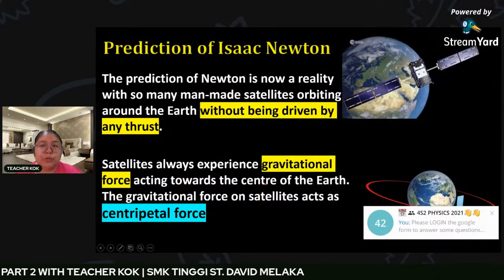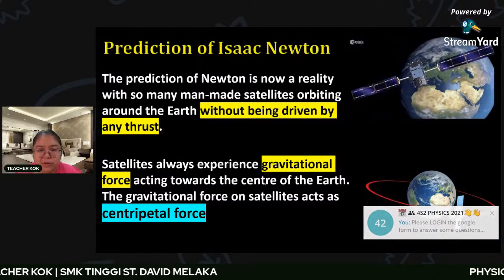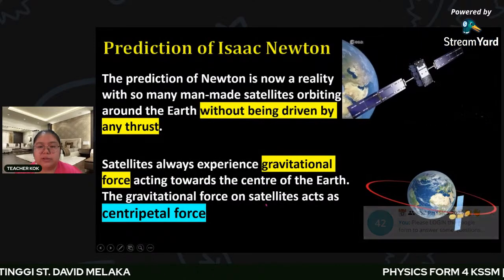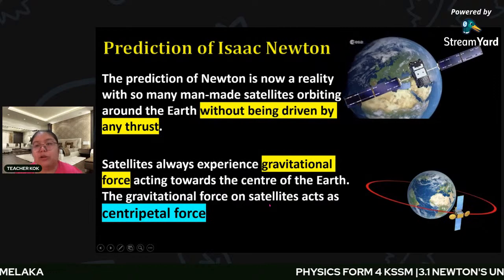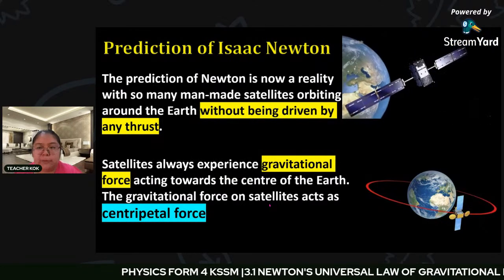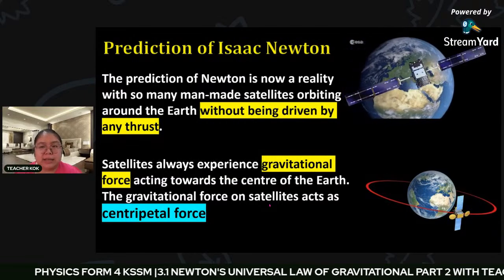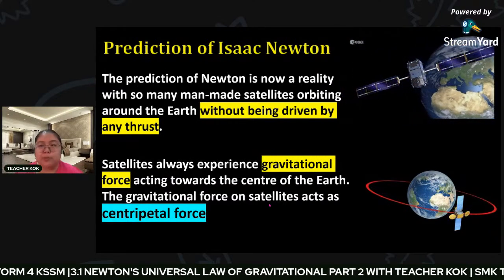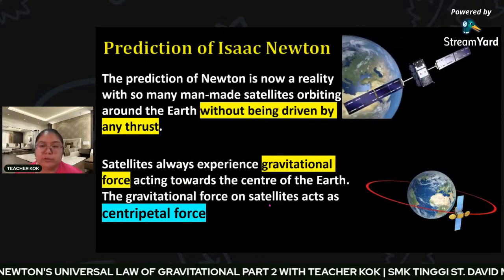So that means we have two forces. One is the gravitational force. The other is the centripetal force on the satellite. Both pull on each other. Finally, you find the satellite never moves far away. It continuously follows the circle.